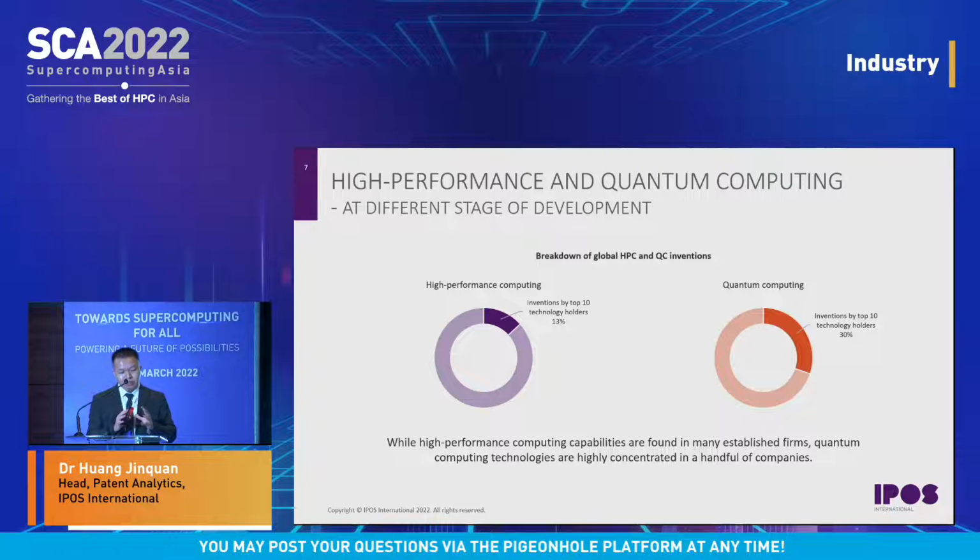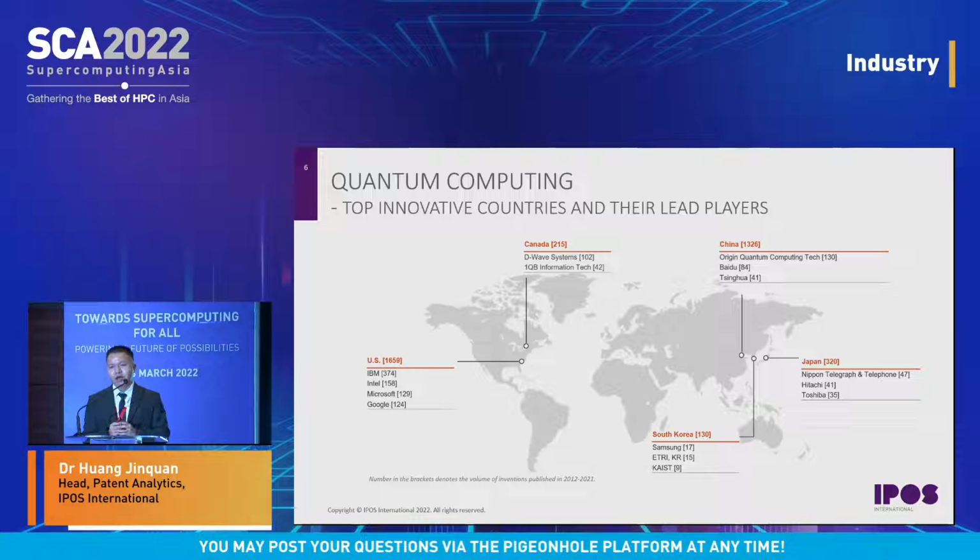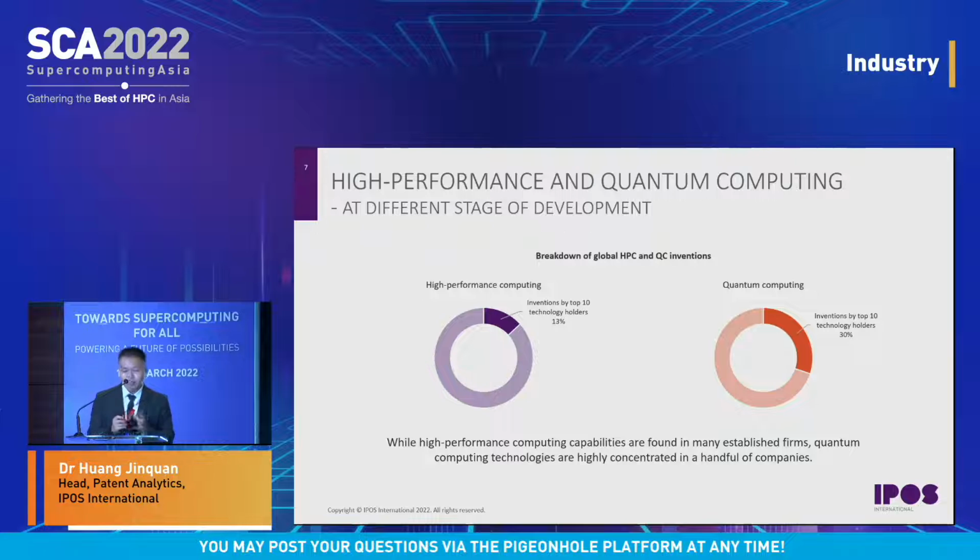So what we noticed, a strong difference between HPC and quantum computing invention is that, if you recall, I mentioned in my first slide, quantum computing has about 4,000 inventions. And if you look at the number of inventions held by the top players, you will see that most of the inventions, about 30%, are actually held by the top 10 players. So what that really means is the quantum computing technologies are concentrated really at a handful of players. They are not accessible at this stage to the majority of players.